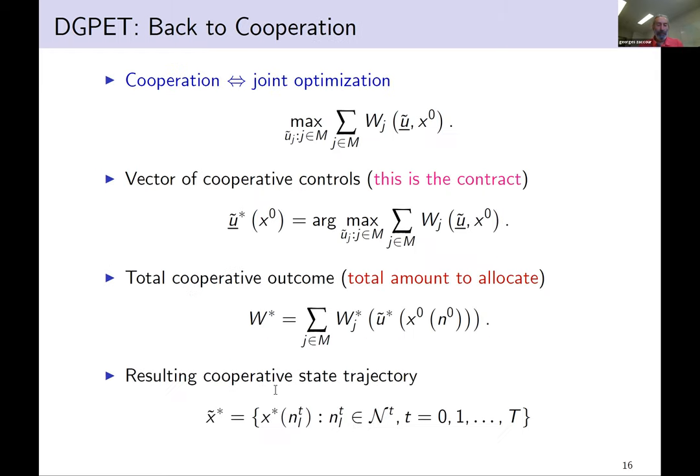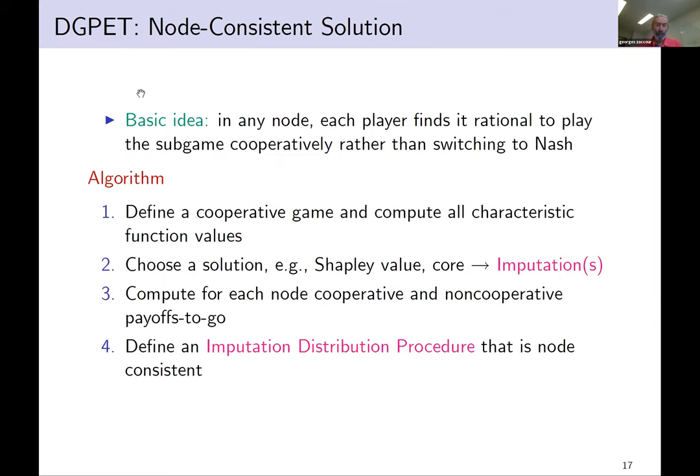Okay. Now, as in any cooperative game, we have to do two things. One is to optimize for the whole collectivity. And second, once we obtain the total cooperative outcome, we have to find a way to allocate it among the different participants. So here, what we are after is a very, very simple idea. We want to implement a sharing of the total cooperative outcome such that at any node, each player will find it rational to play the subgame cooperatively rather than switching to non-cooperation.